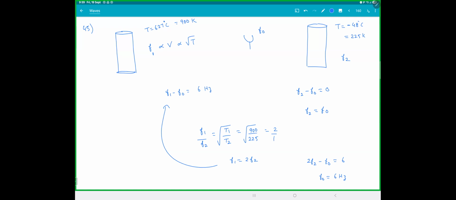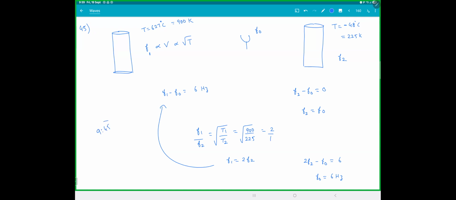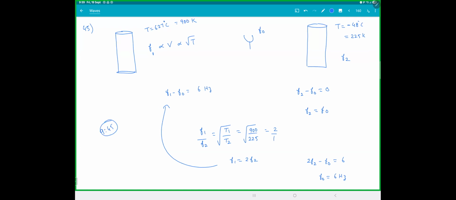Clear this? There, that way. Take a break. Come back by 9:45. We'll continue from here. Any doubts so far? Chalo, come back in 5 minutes.